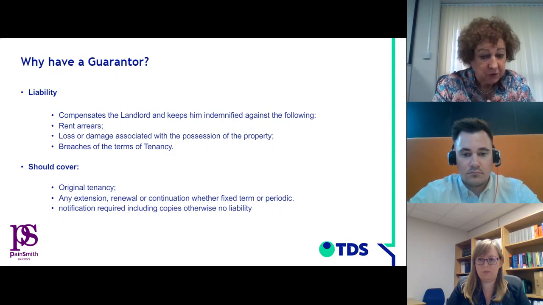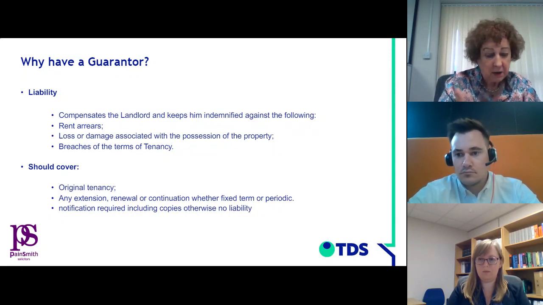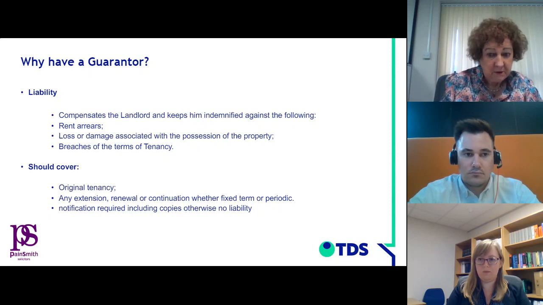Now, you've got to make sure that you do notify him if there's any renewal or if the tenancy becomes periodic. Dear guarantor, the fixed term ends on August the 31st. The tenant wishes to renew. Your guarantee will therefore continue. You've still got liability. And we point to your guarantee, dated whatever.